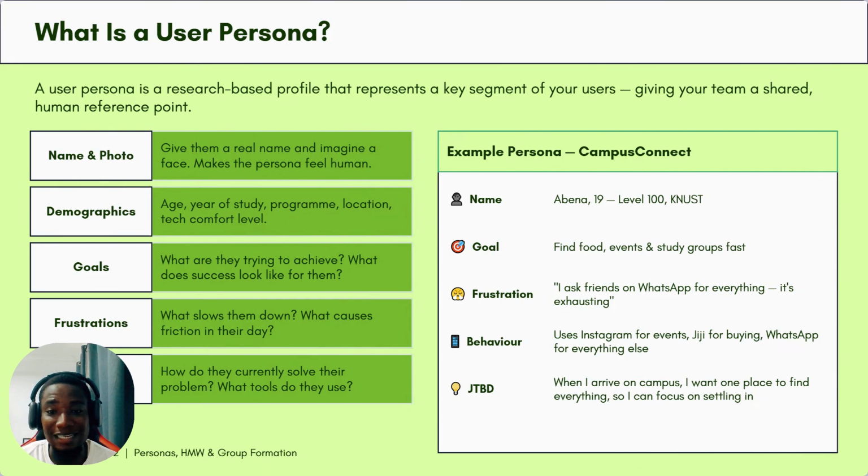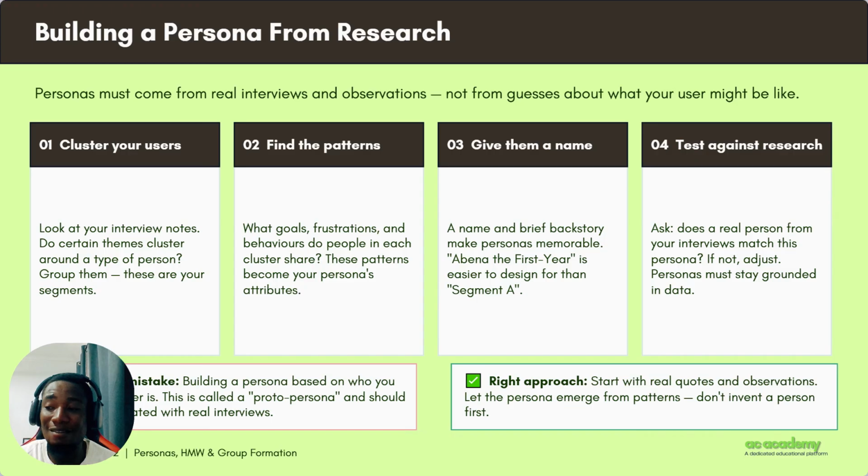Do you see how much easier it is to design an application for Ama? Because now you've been able to define who Ama is and her problems. You know her frustrations, and with that, you're able to define the job to be done. So rather than using a faceless student, remember never to invent a persona based on guesses. Start with the real quotes from research and let the persona emerge from those patterns.